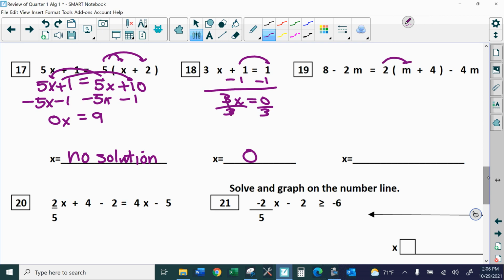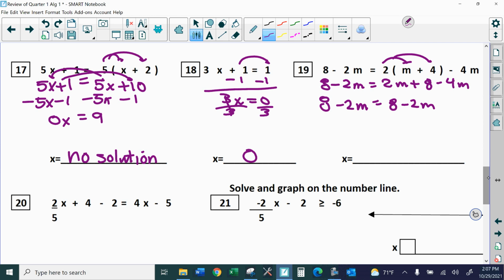When I distribute this, there's no combining like terms on the left, so I just rewrite it. I get 2m plus 8 minus 4m. Combine like terms, I get 8 minus 2m equals 8 minus 2m. Notice those are the exact same. Whenever it's exactly the same, I can stop right there, but we'll keep going.